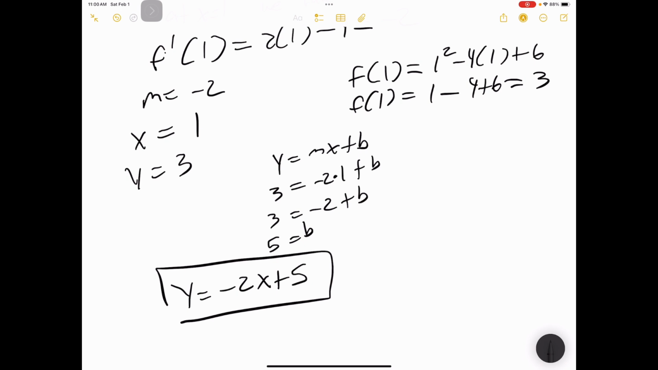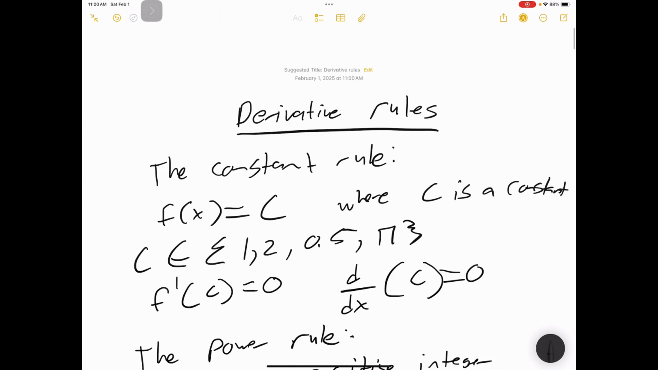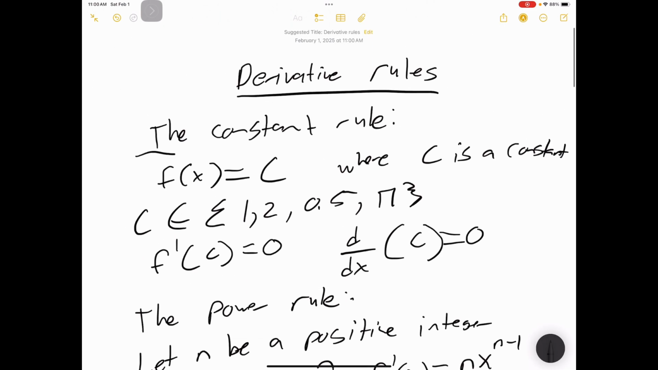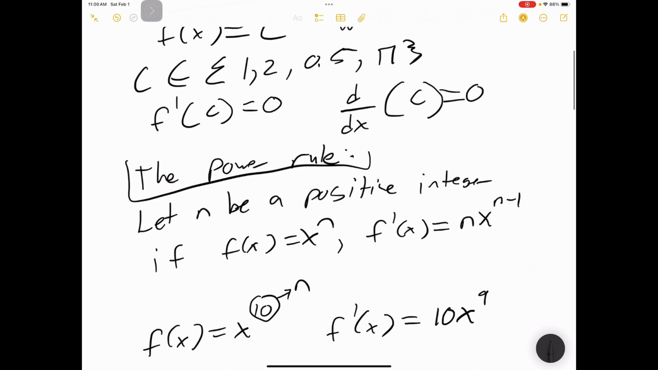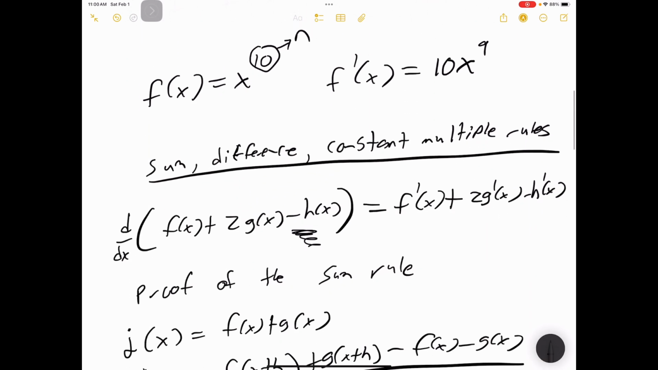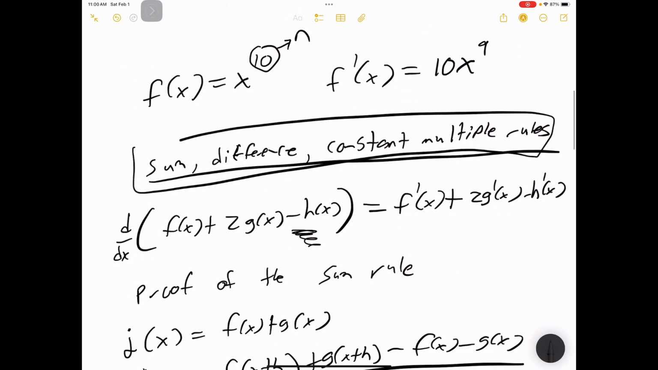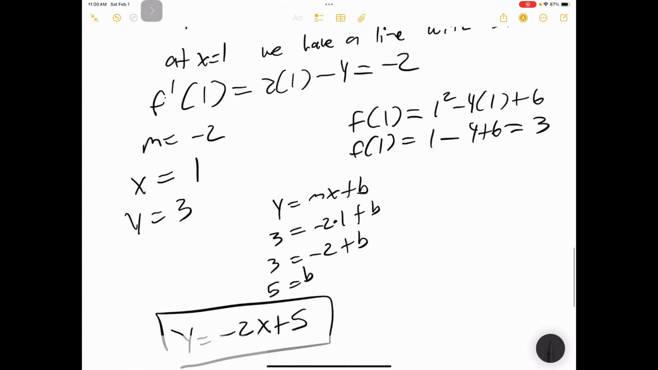And so with our constant rule, our sum rule, let's go back and look at all of our rules. We have the constant rule. The derivative of a constant is 0. We have the power rule, which is simply the derivative of x to the n is nx to the n minus 1. And then we have our sum, difference, and constant multiple rules, which tell us how to deal with things that have a constant in front and how to deal with sums and differences. With all of that, we can take the derivative of just about any polynomial and start answering questions about their graphs.